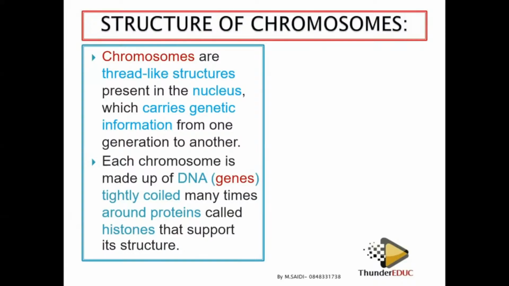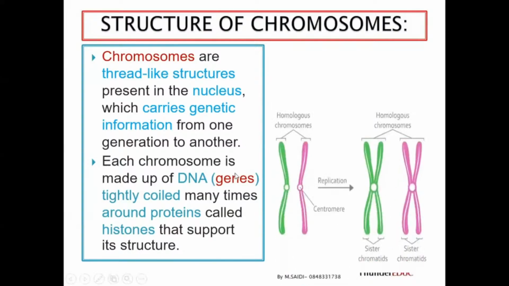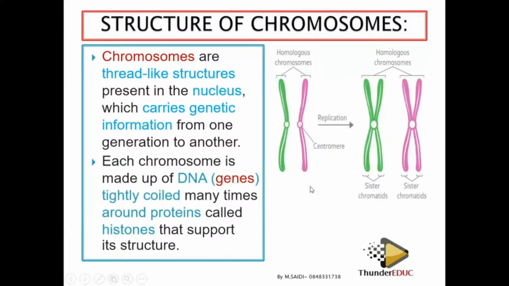So the support, we call them histones. These are the support which make the DNA strand stand where it is, so that the chromosome can be formed when this DNA condenses. All right, this is the structure of a chromosome.